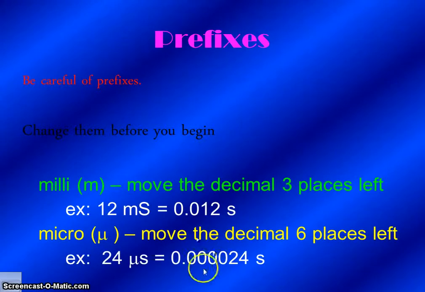In the next one, you have 24 microseconds. Micro. This funny looking thing here is a Greek letter called mu, and it stands for micro. You're going to be moving the decimal 6 places to the left. So again, you would assume that the decimal is right here, on the right hand side of the number 24, and you count 6 places over. So that's what you get.